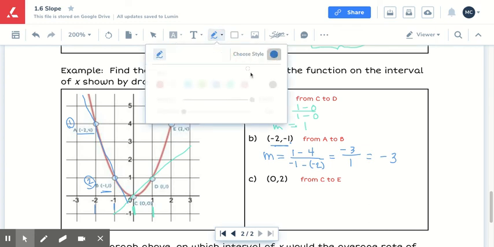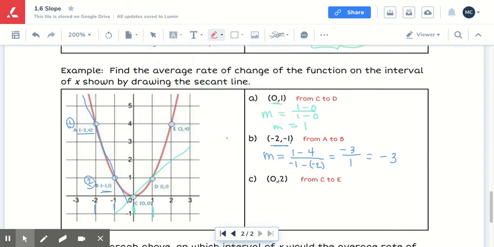Okay, one more. We'll use pink this time. Okay, so this time I want the average rate of change from x equals 0 to x equals 2. So on my graph, x equals 0 is here, so that would be point C, and x equals 2 is here, so that would be associated with point E.